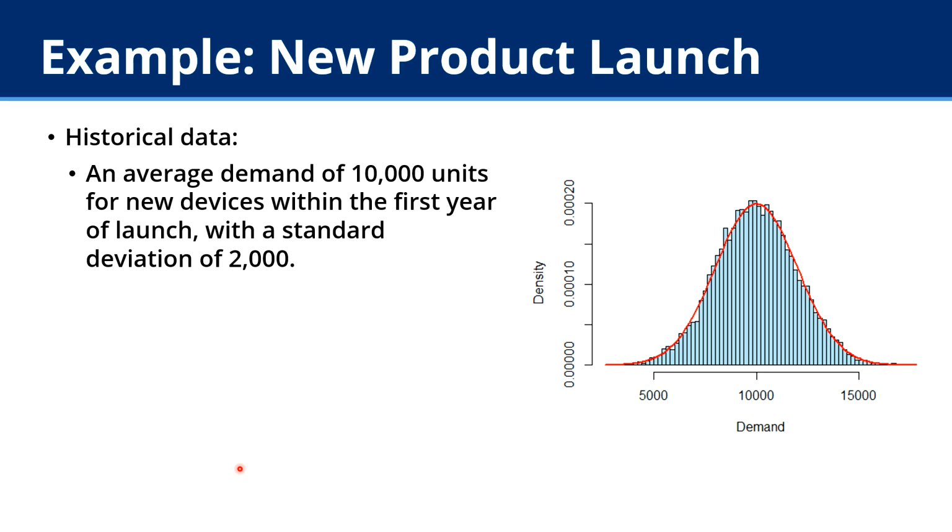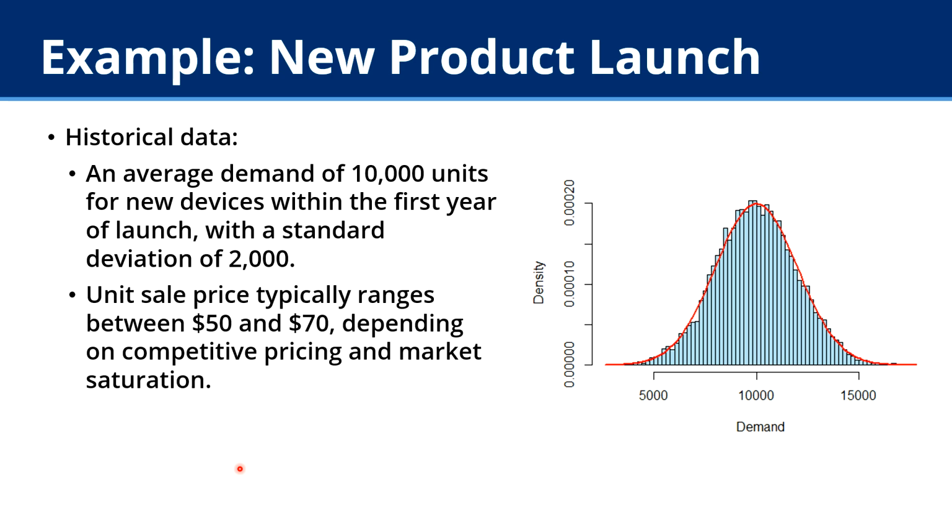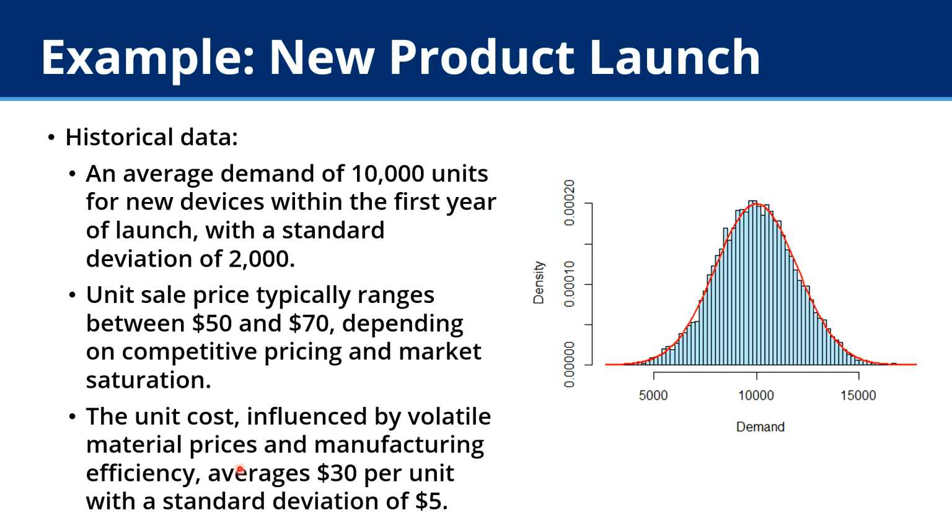Okay. The unit price can also vary. The unit sale price typically ranges from $50 to $70, depending on competitor pricing and market saturation. So the price on how much you charge for this device also changes based on market conditions. You might price it low because of high competition, or maybe you price it high when you have more market power. So in this situation, we're going to assume that the unit cost is influenced by volatile material prices and manufacturing efficiency. Averages $30 per unit with a standard deviation of $5.